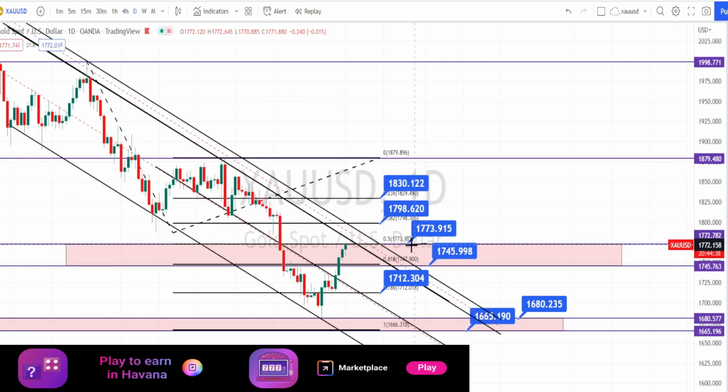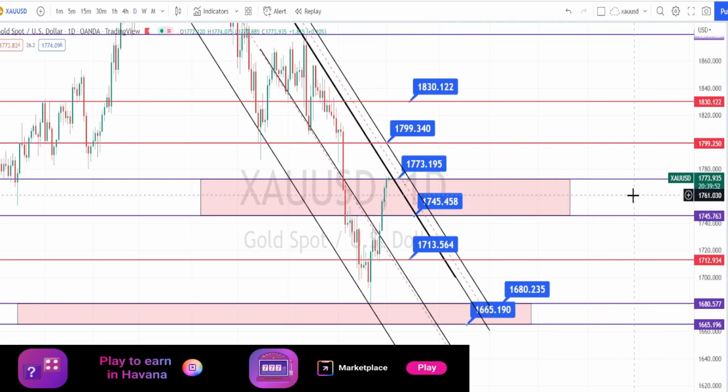If the price action breaks this resistance level of 1773, next level of resistance on the bullish side is going to be around 1800. And if the price action breaks the support level of 1745, next level of support on the bearish side is going to be around 1712. And the current trend of the price action in daily time frame is on a bullish side retracement. But overall trend of the price action in daily time frame is on a bearish side.